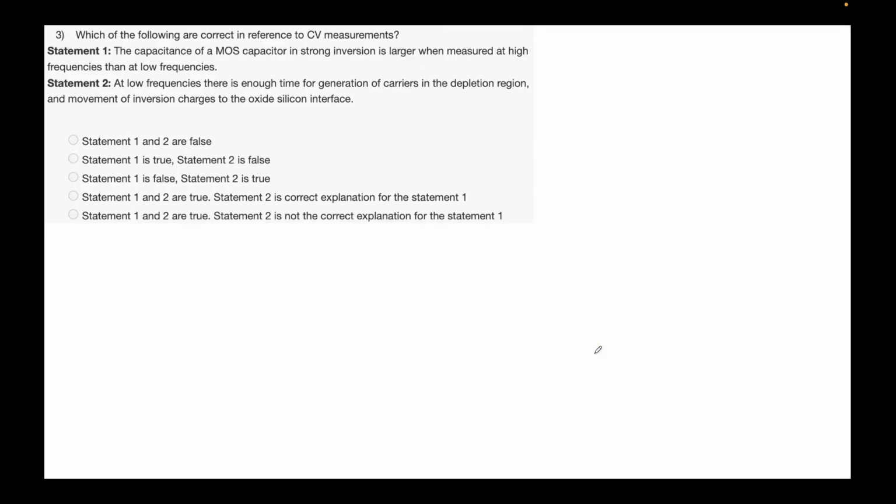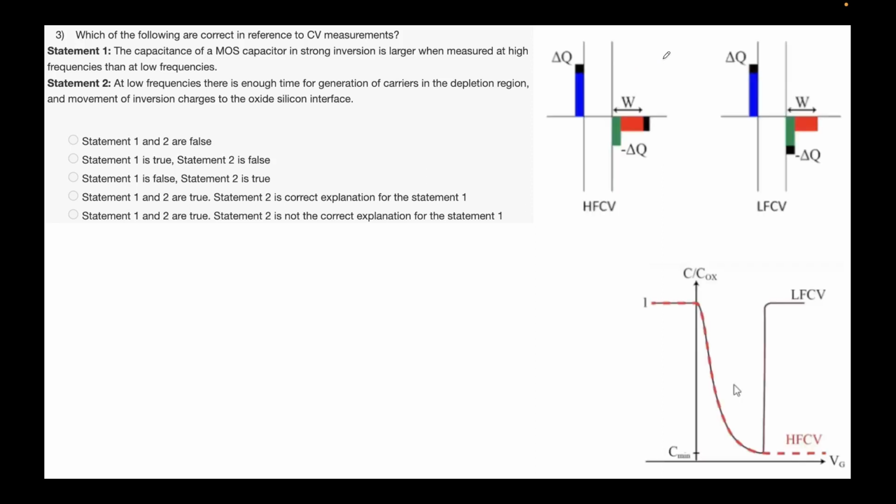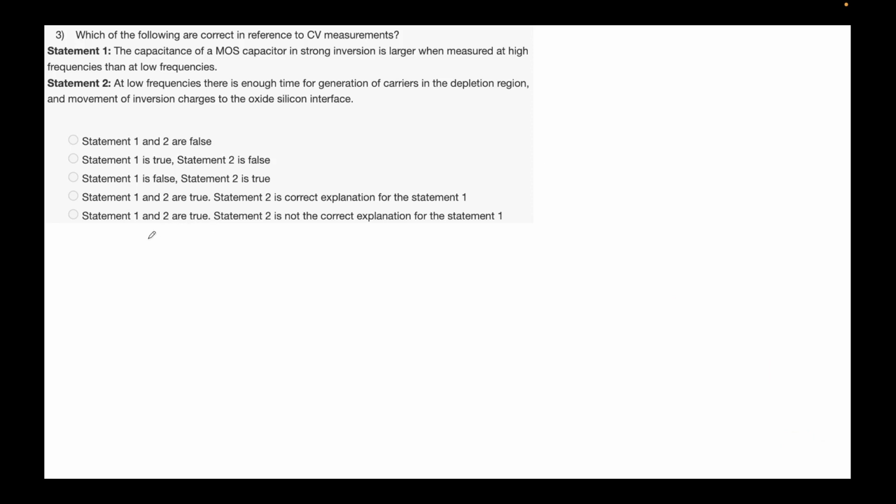So this question is just whatever understanding that we have, this tends to summarize that. I've been repeating these terms again and again, but this question formalizes essentially what I've been trying to say. So the question asks, which one of the following are correct in reference to CV measurements? So again, if nothing is given in the problem, we'll just assume that it's an ideal MOSCAP.